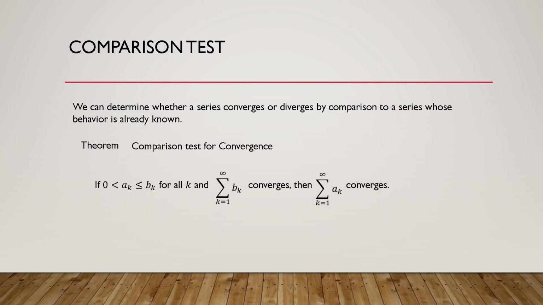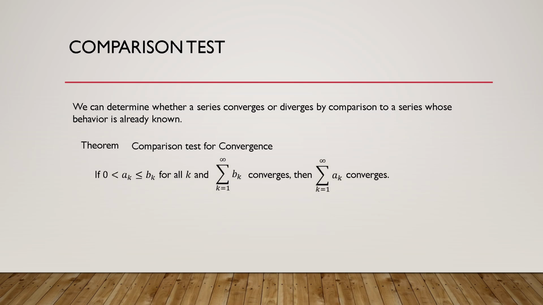If 0 is less than a sub k is less than or equal to b sub k for all k, and the sum from k equals 1 to infinity of b sub k converges, then the sum from k equals 1 to infinity of a sub k also converges. In other words, if our series is smaller, term by term, than a convergent series, then our series converges.